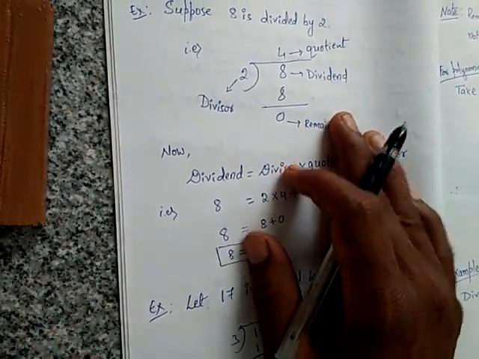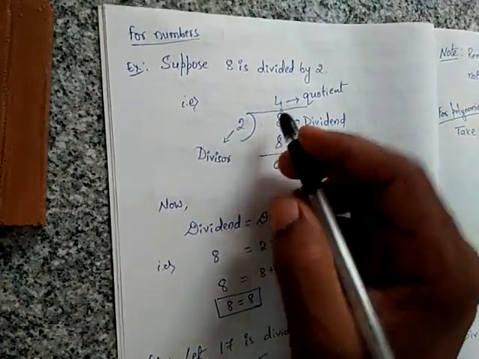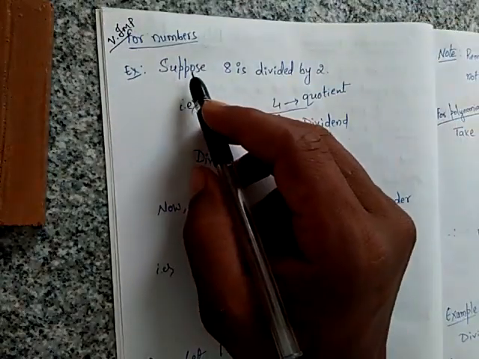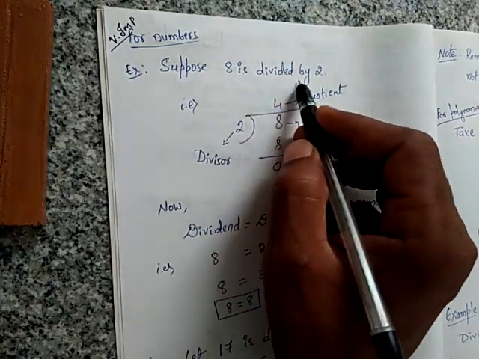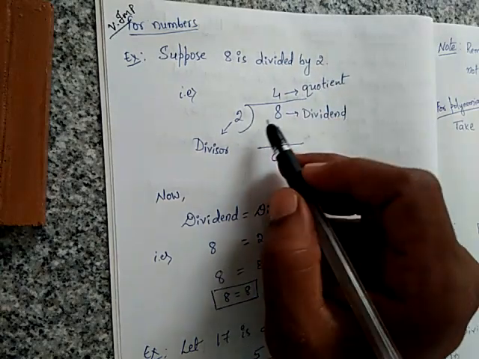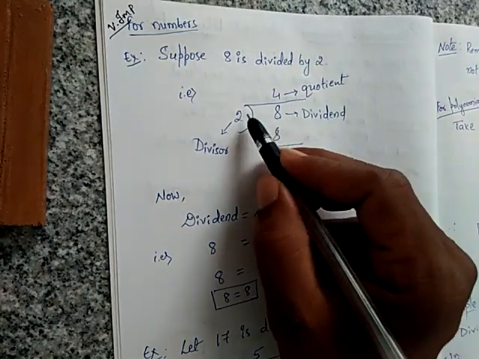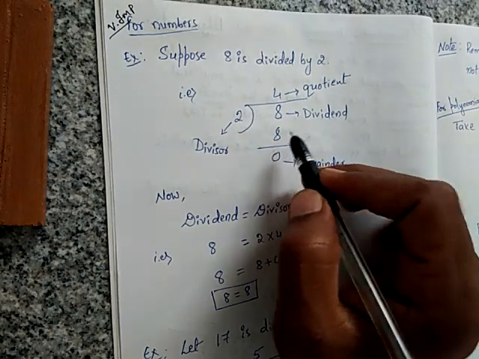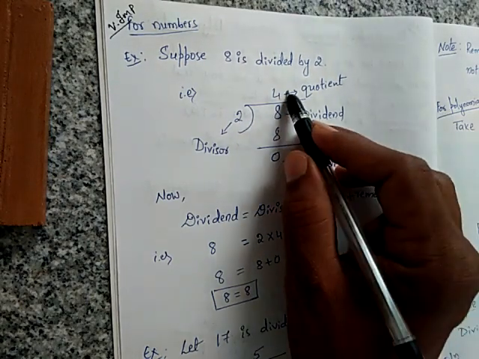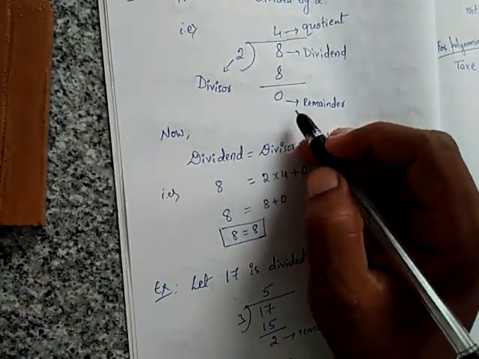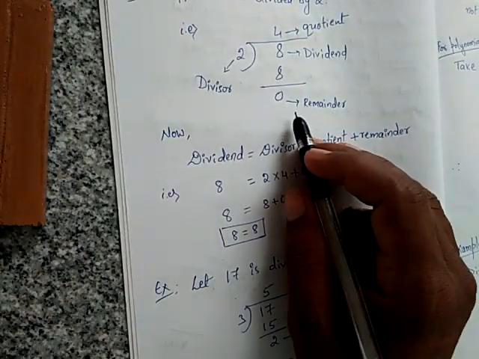Before that I will tell you, for numbers you should remember this one, very important. For numbers, suppose 8 is divided by 2. So 8 is divided by 2 means what? Here it is 8 and it is 2. So 2 4s are 8 here. So here 8 is the dividend, 4 is the quotient, the divisor is 2, and the remainder is 0 here. Okay, I hope you have understood.